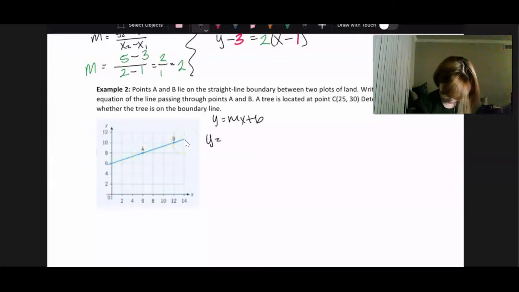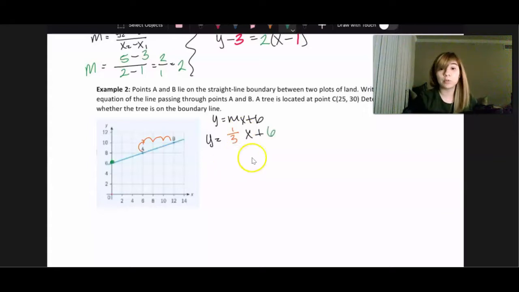So my slope, my rise from point A to point B, is up 1, and my run from point A to point B is over 3. So my slope is 1/3. Up 1 over 3, which makes sense. I could have done it here too. Up 1 over 1, 2, 3. So it's 1/3 plus my y-intercept, which is 6. So this is my line: y equals 1/3 x plus 6.